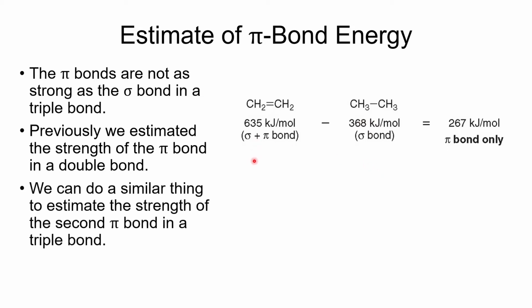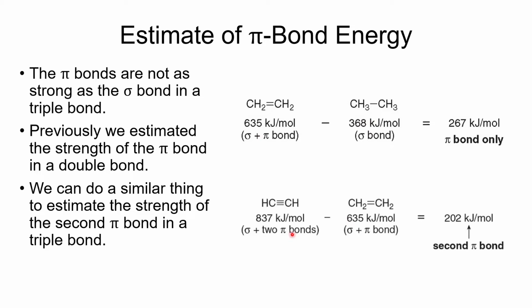Well, we can do something similar with an alkyne. So here we've got the strength of a carbon-carbon triple bond in acetylene, and we can subtract the strength of the carbon-carbon double bond in ethylene, and that gives us 202. And that would indicate to us that the second pi bond is weaker than the first. Now, one thing I want to caution you about is the second pi bond is not really weaker than the first. Both the pi bonds are equal in strength. When you have an alkyne, each of the pi bonds is exactly identical.